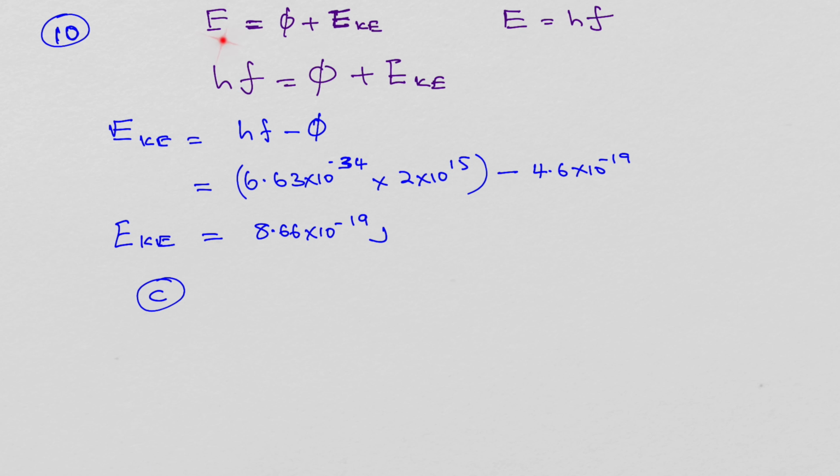So we know that the formula we use is E equals work function plus maximum kinetic energy, where E is hf. So therefore we can rearrange, making kinetic energy the subject. So we get maximum kinetic energy equals hf minus work function. We know what h is, 6.63 × 10⁻34, times f, we're given 2 × 10⁻15. And then you take away the work function, and we get 8.66 × 10⁻19 joules, which is going to be C.